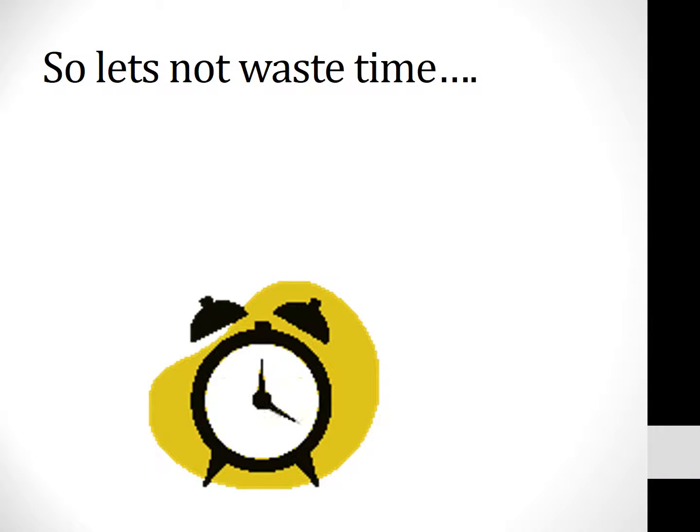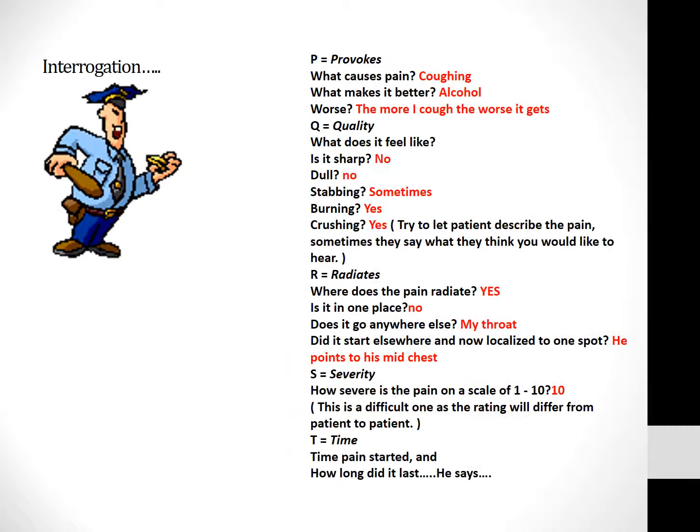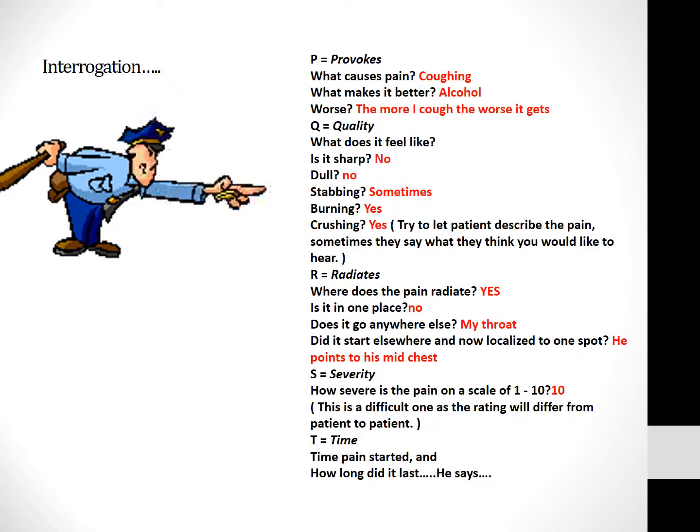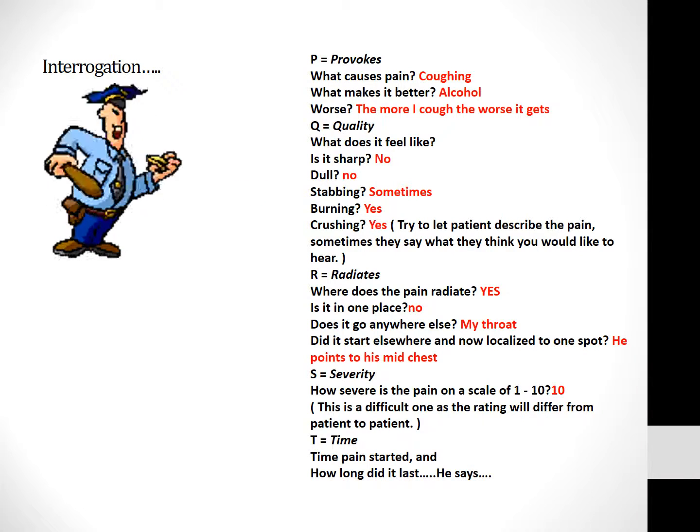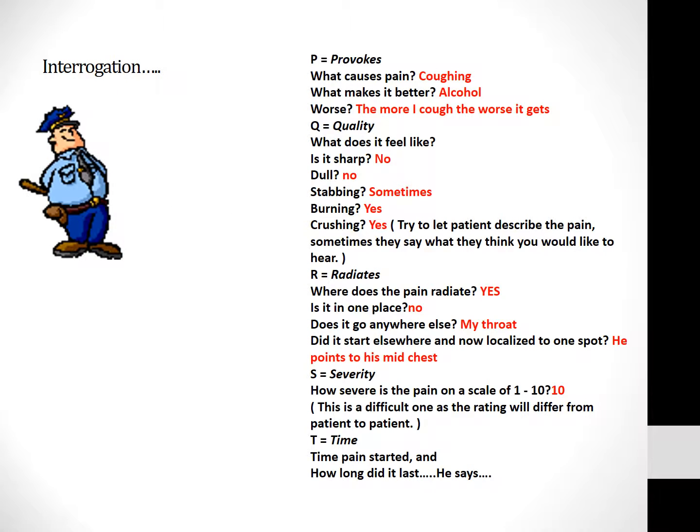Let's not waste any more time. Let's get this moose out of triage. So let's not forget about our interrogation. Remember PQRST. What provokes his pain? I ask him. He says coughing provokes the pain. Alcohol makes it better, and when I cough, it gets worse.